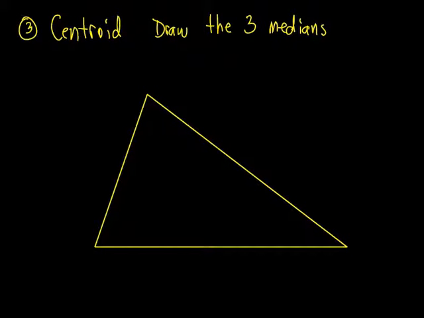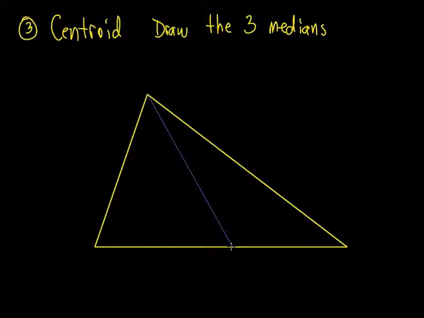All right, and how are we going to find the medians? You got to know what that means. We go from the vertex where? To the midpoint of the opposite side. We're not necessarily bisecting this angle right here. We're looking to the other side. We're trying to hit it at the midpoint.